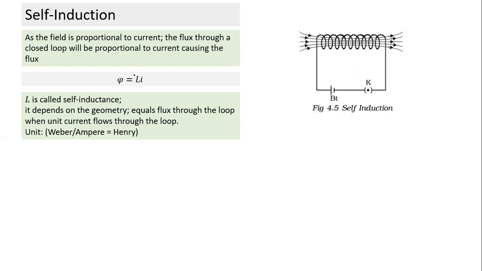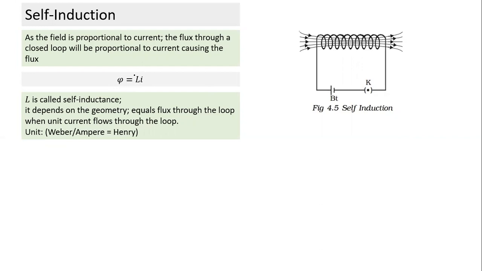And how else can we define this term L? Typically we use the notation capital L. It is equal to the flux through the loop when unit current flows through the loop. So that's another way to understand. How do I calculate the coefficient of self-induction? It is equal to the flux through this loop when a unit current flows. So this is equal to phi when current is equal to I.